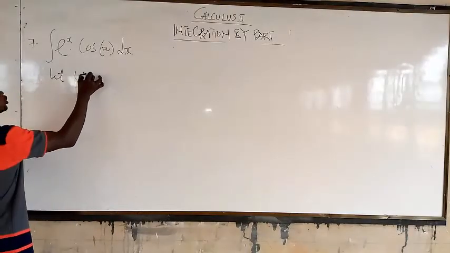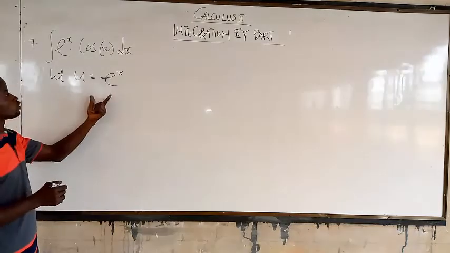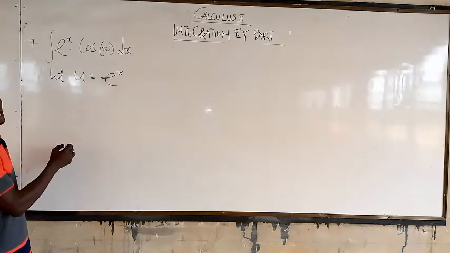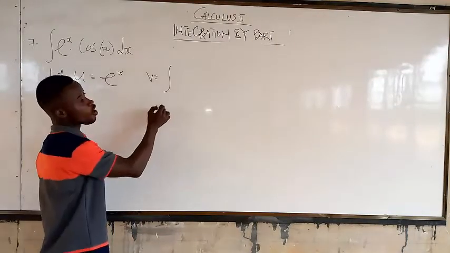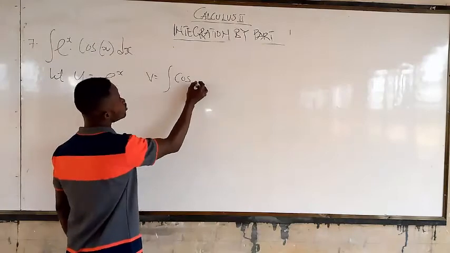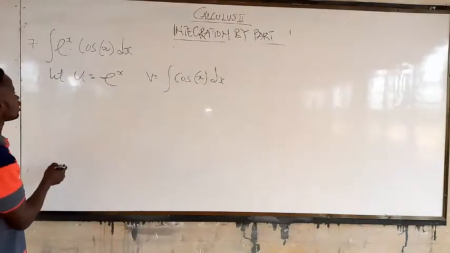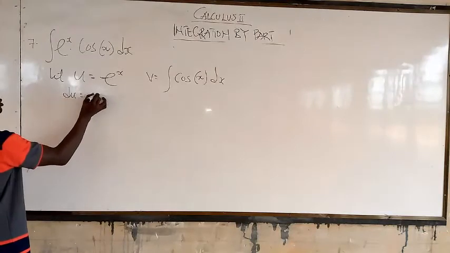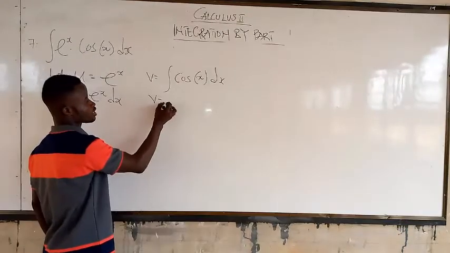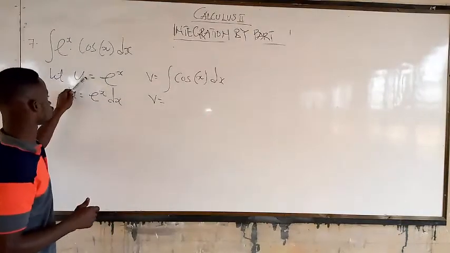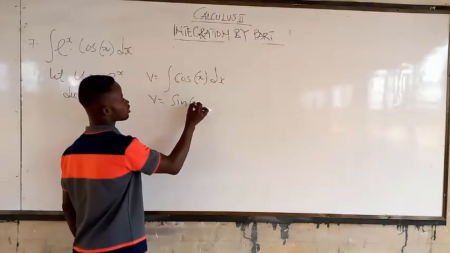Let u be equal to e raised to power s. So when you let u be e raised to power s, then your v is going to be the integral of cos s ds. So the u will be equal to e raised to power s ds. And the v, in fact, always you set this to be equal to u. And this is going to be sine s.